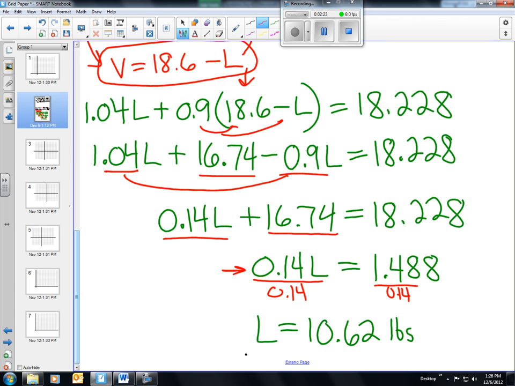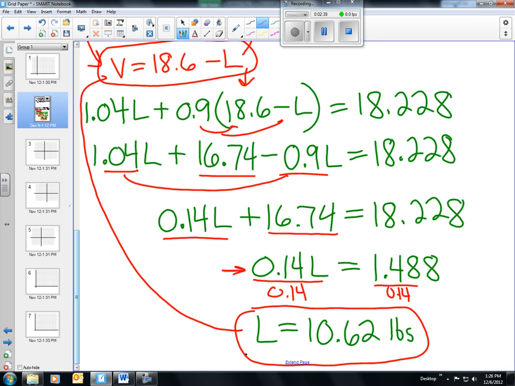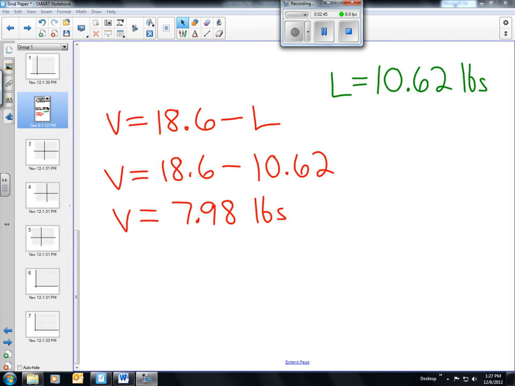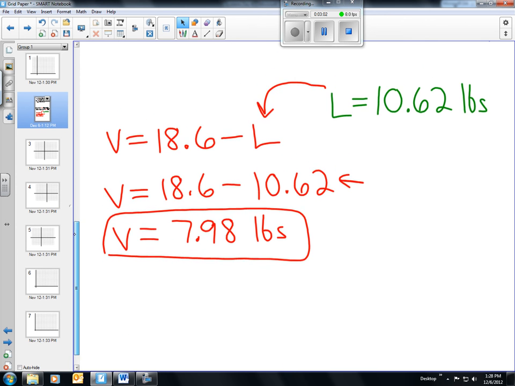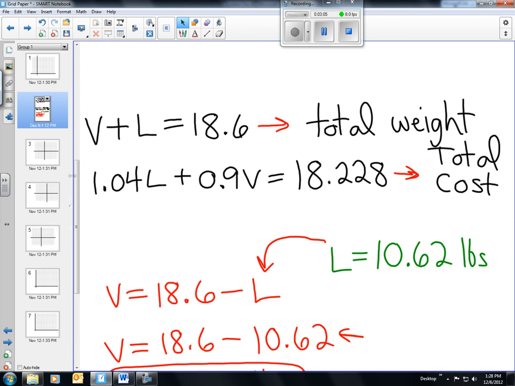And this is an approximate value because this is an unending decimal, but approximately 10.62 pounds of the low shrink wax was used. Now we can use that L value to plug into our V equation up here at the top. So we would plug in for L and then solve for V, which gets us this equation here, and we're going to find that V is going to be equal to 7.98 pounds. And again, that's an approximation because L was an approximation. So that's how you would solve using substitution if you solve for V in the beginning.